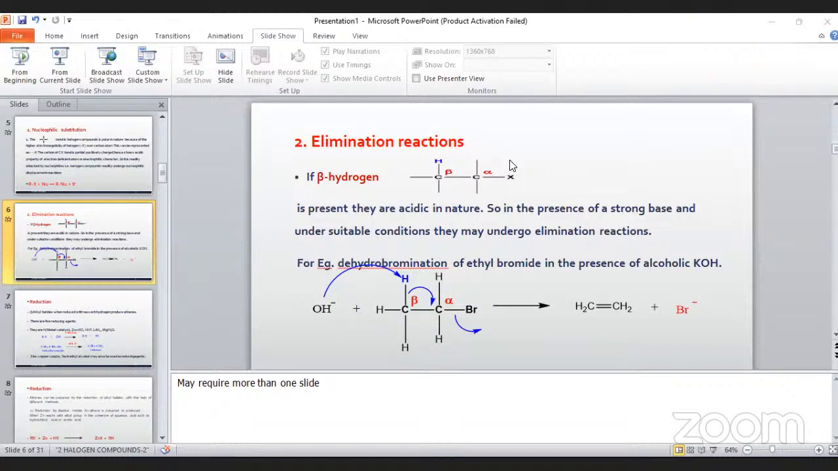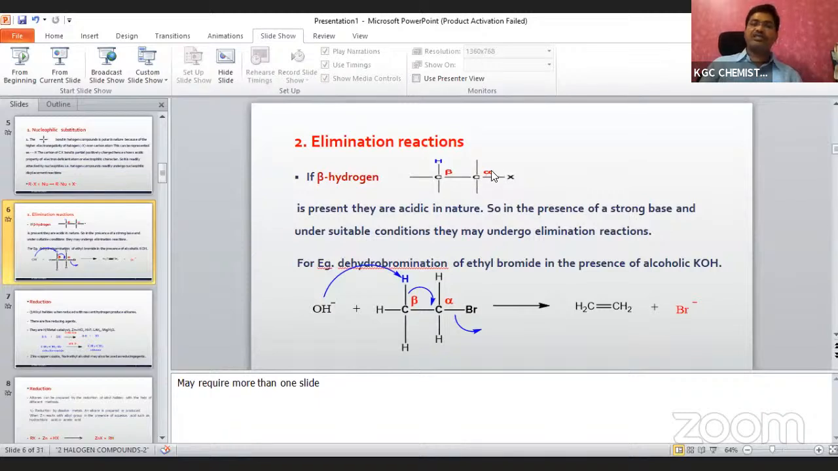Suppose the halogen is removed, eliminated from one carbon, and the hydrogen is removed from the adjacent carbon, that is called beta elimination. Here this is a beta elimination reaction.